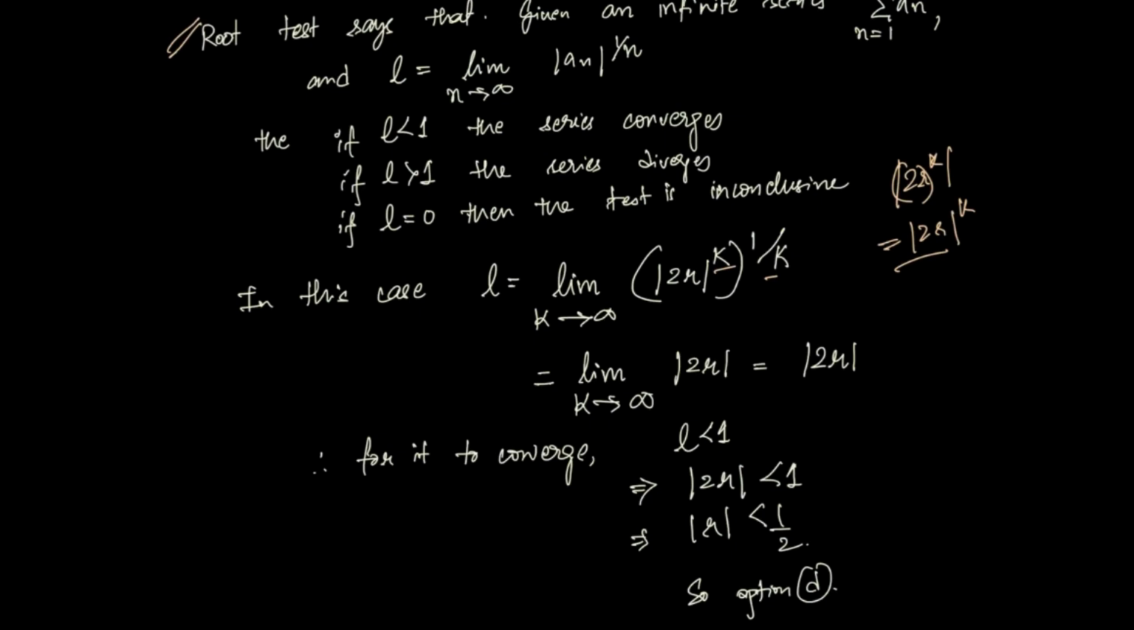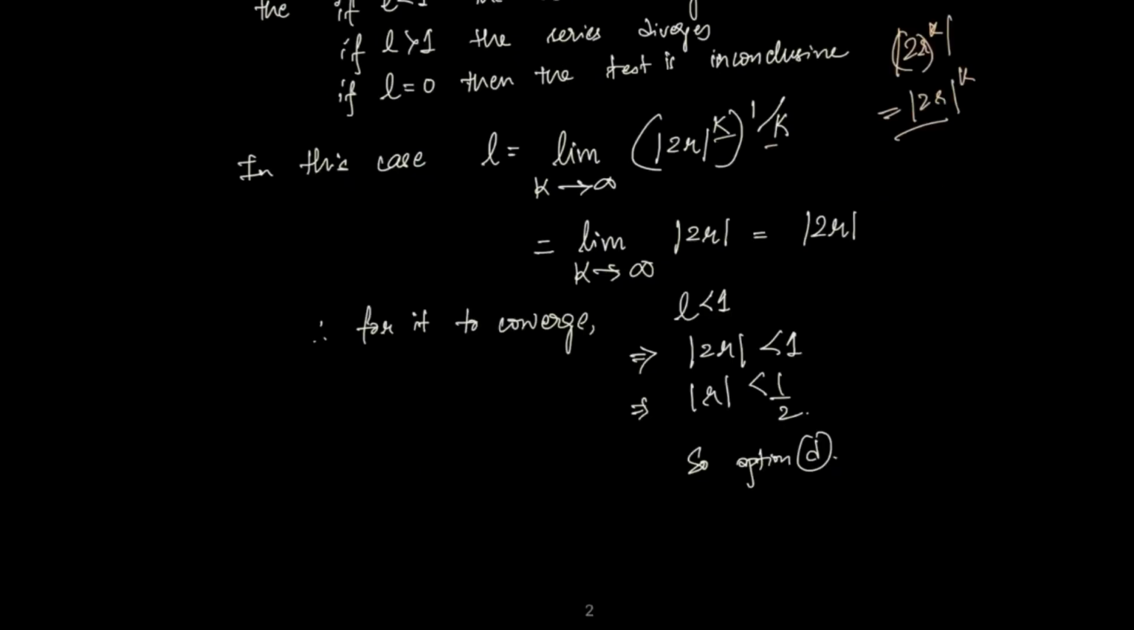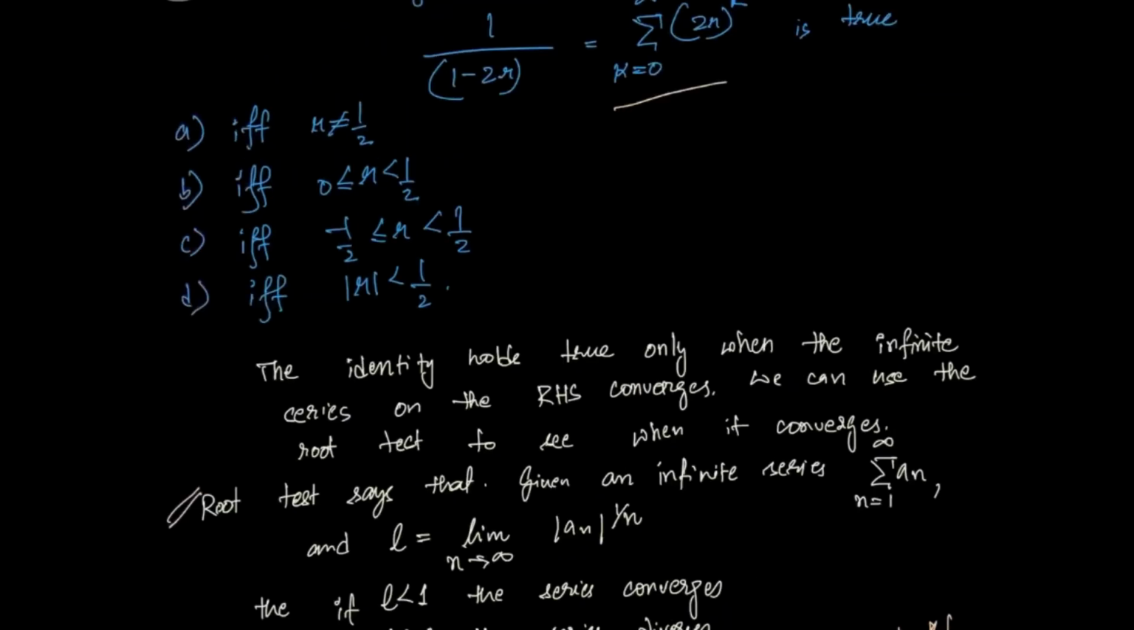I want this limit to be less than 1. So modulus of 2r is less than 1, and so basically mod r is less than half. So option D holds here.